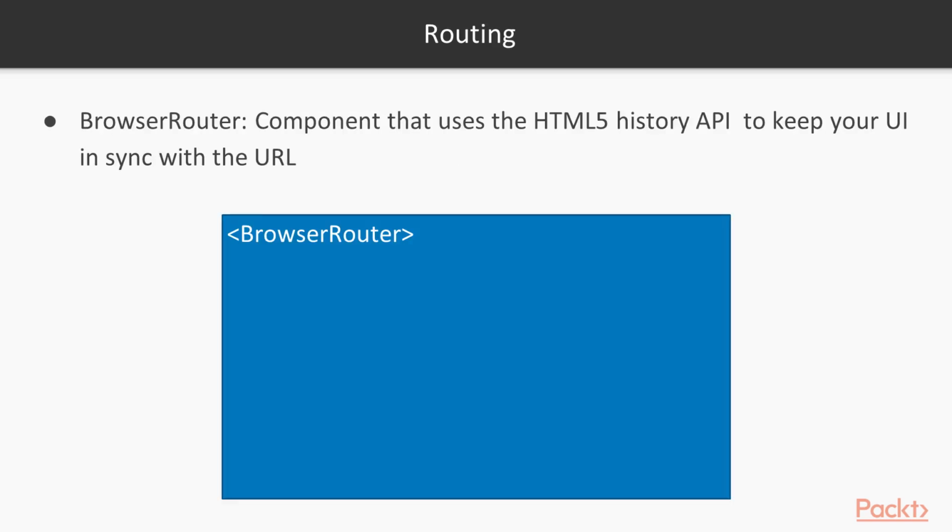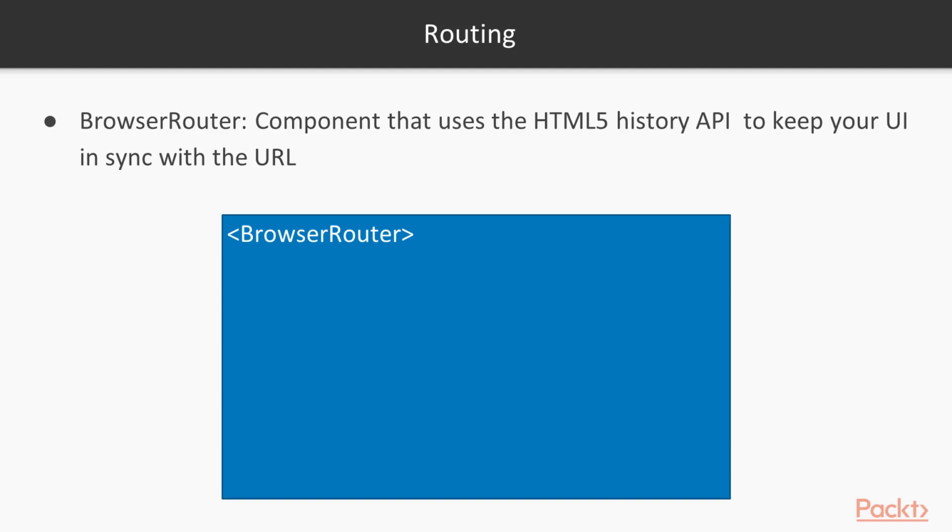The main component that we are going to use in React Router is called BrowserRouter. This component uses the HTML history API to keep the UI in sync with the URL. That means that when the URL changes, React notices it and re-renders its content, and also enables us to change the URL from inside the React code.